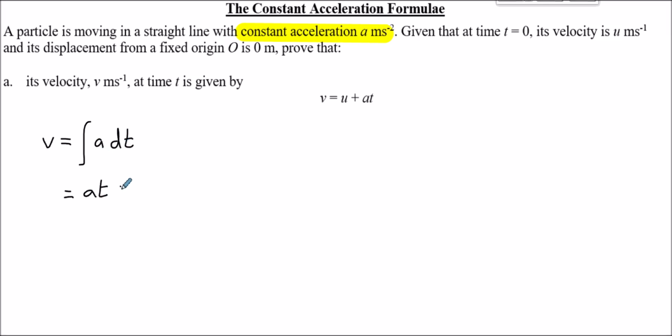However, we also need to include the constant of integration each time. But because we're given these initial conditions, we can now work out what C is, this constant of integration. So we've been told that when the time is 0, the velocity is u.